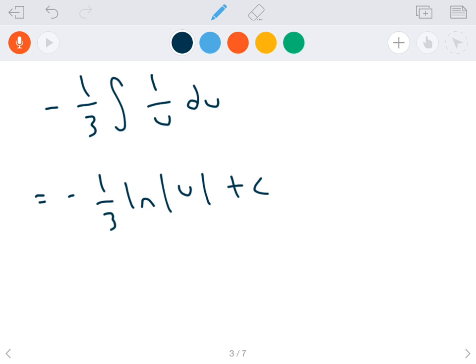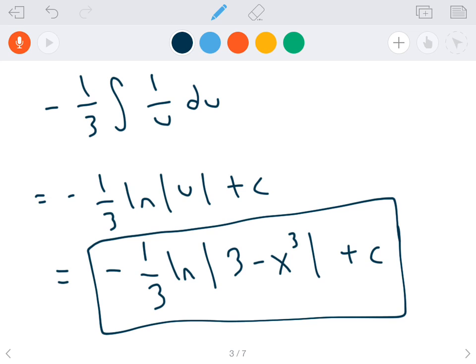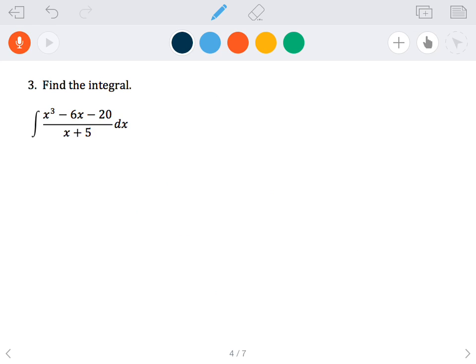But I can't leave it as u. We'll replace it with my definition of u, which was 3 minus x cubed, making sure to use my absolute value bars. Don't forget your plus c, and it's done. This worked really nicely because the numerator was the derivative of the denominator, but we're not always that lucky.